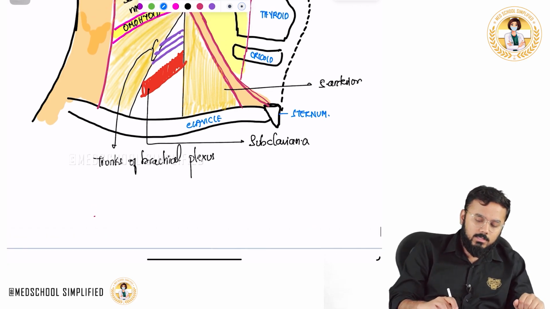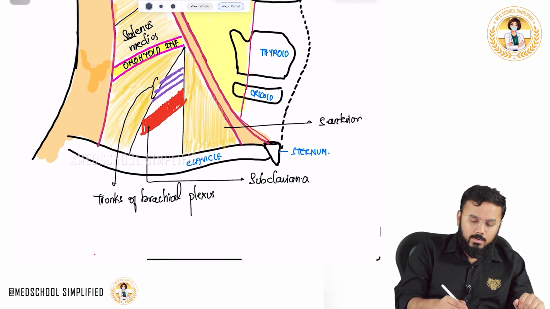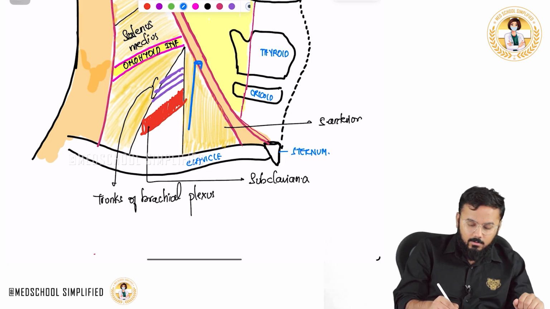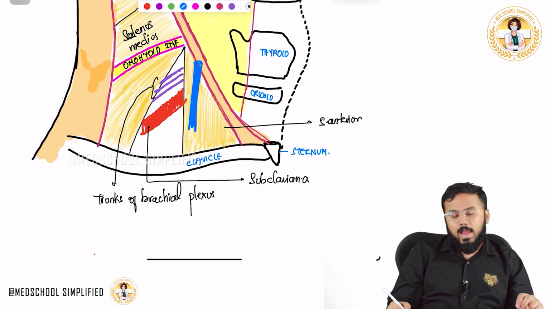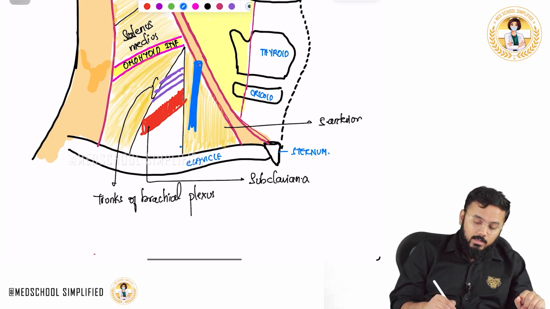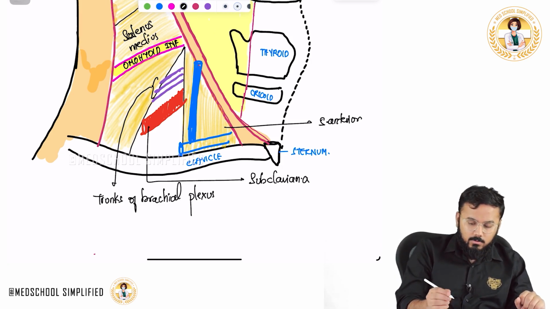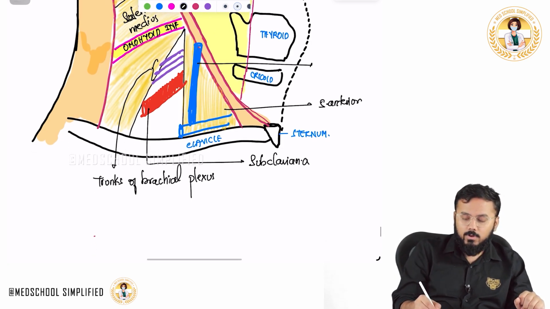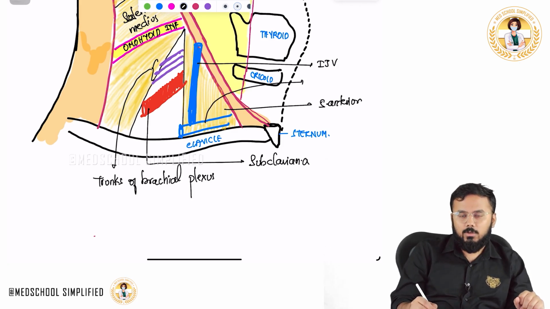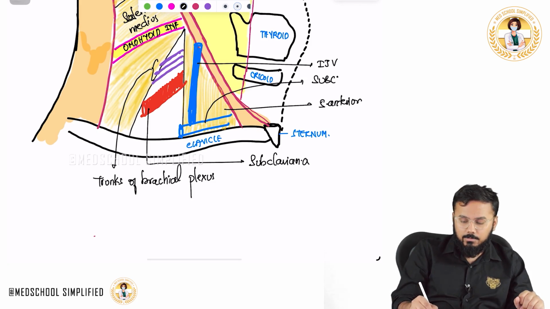Now after that you have one vein also. You see this important vein which I am drawing right now. This vein is called internal jugular vein. And where is this internal jugular vein draining? There is one more vein over here into which the internal jugular vein is draining, and this vein is called your subclavian vein.